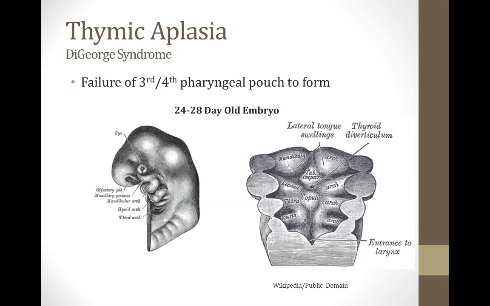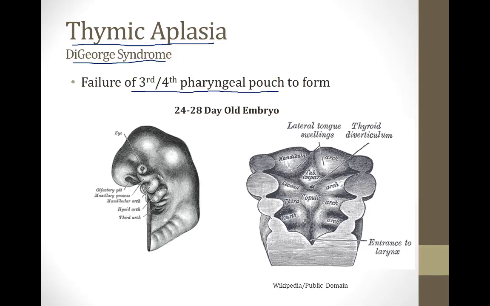Now we're going to move away from the B cell disorders and talk about T cell disorders. And the first one we'll discuss is called thymic aplasia, or DiGeorge syndrome. In this condition, the thymus fails to form, and therefore you have a complete absence of mature and functional T cells. This disorder occurs as a result of the failure of the 3rd and 4th pharyngeal pouches to form.